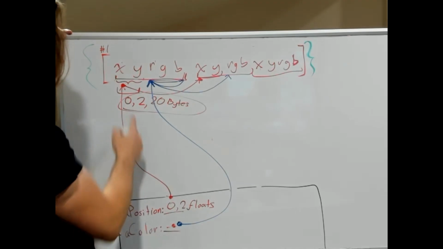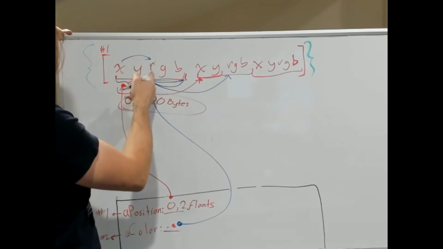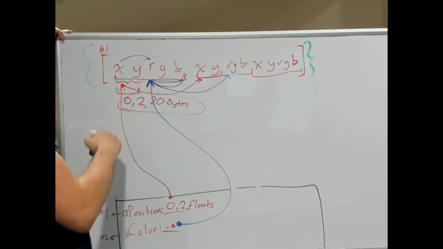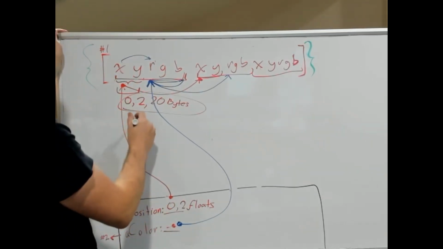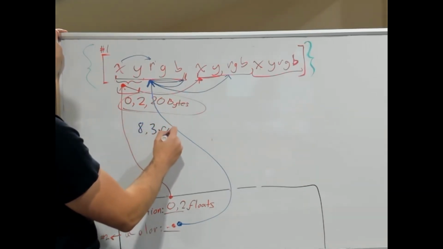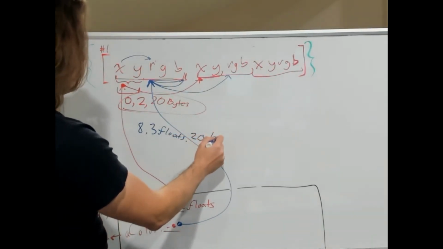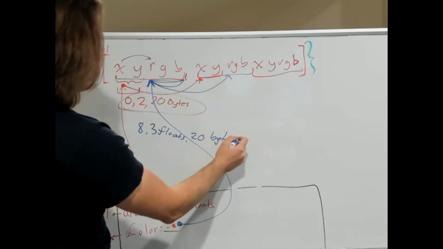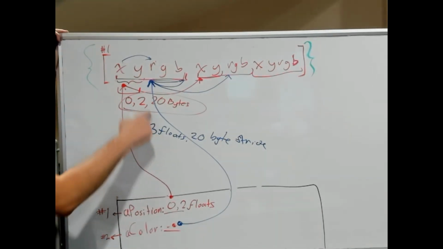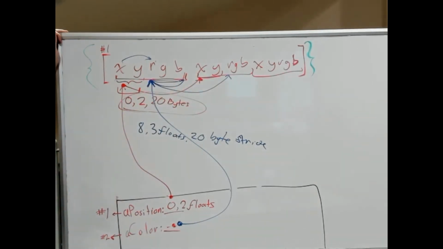So this time what we have is an offset of 0, 1, 2, which again is in bytes, not in numbers. So what we want to pass is that our A color is going to be 8 bytes offset from the start, 3 floats, with a 20 byte stride. Read 3 floats, and then skip 20 bytes to get to the next one.